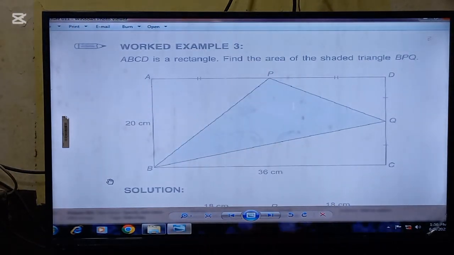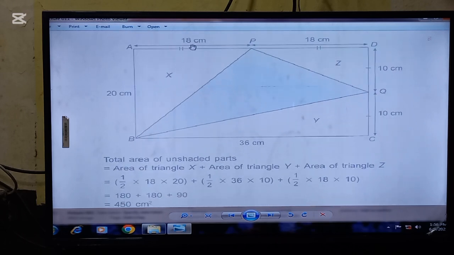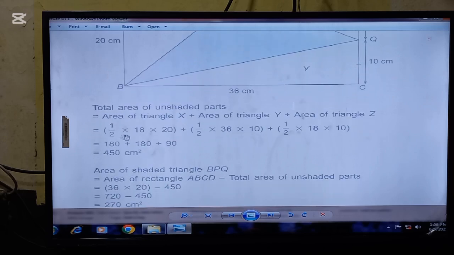And now look at the solution. First, the values are written on these sides. Then the total area of the unshaded part is found out. So look here. This is one triangle. This is second. This is third triangle. All these triangles are unshaded. So this is the area of the unshaded portion.